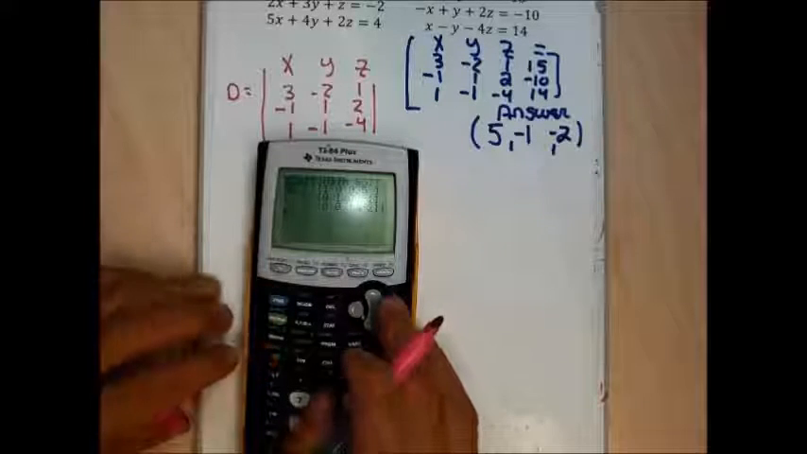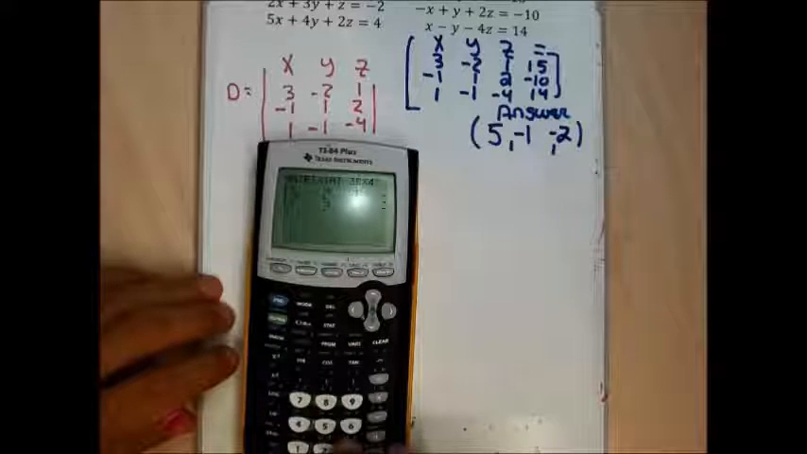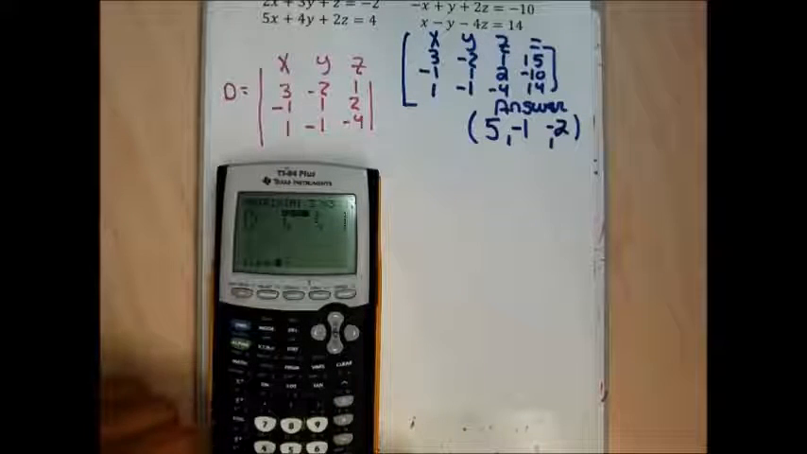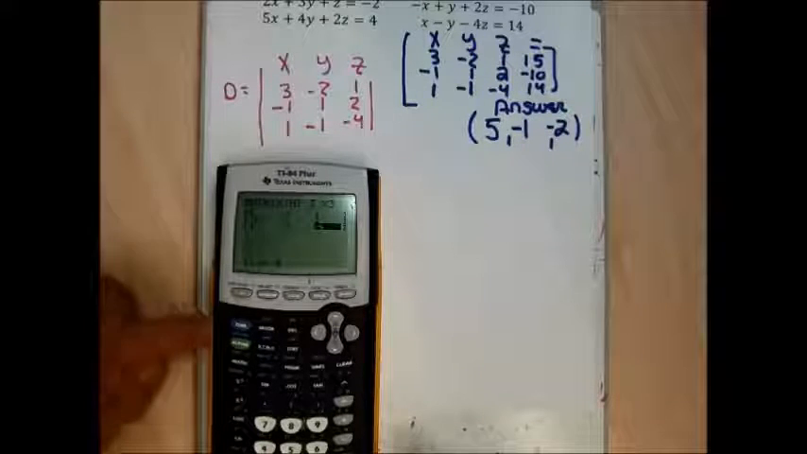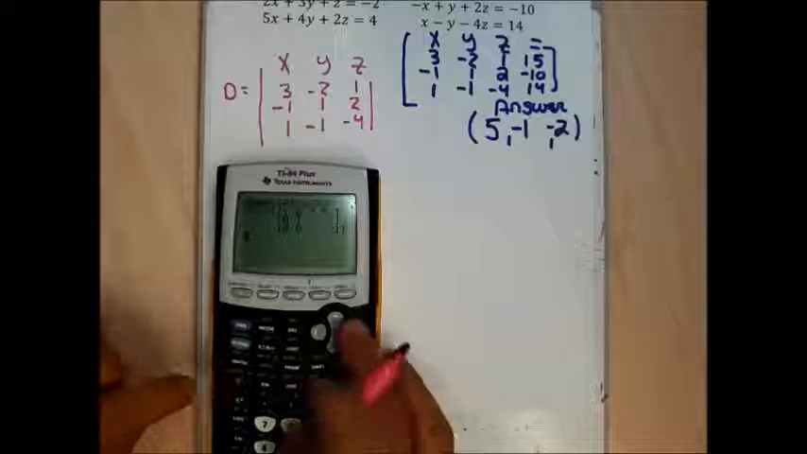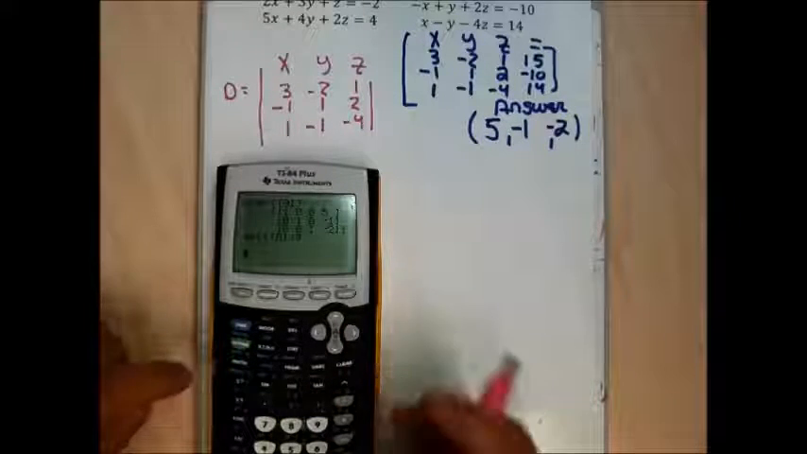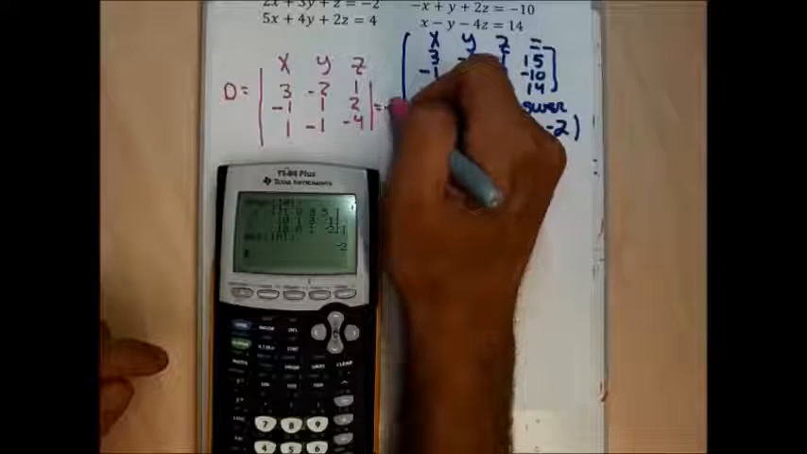I'm going to get that number by entering a 3 by 3 matrix. So second matrix, edit, 3, enter, and just enter this up. 3, negative 2, 1, negative 1, 1, 2, 1, negative 1, negative 4. Have the matrix in, second quit, second matrix math, determinant, second matrix names, enter. D is negative 2.